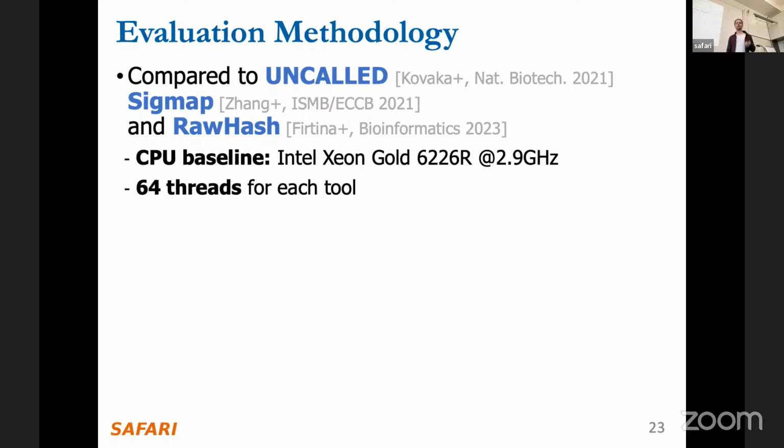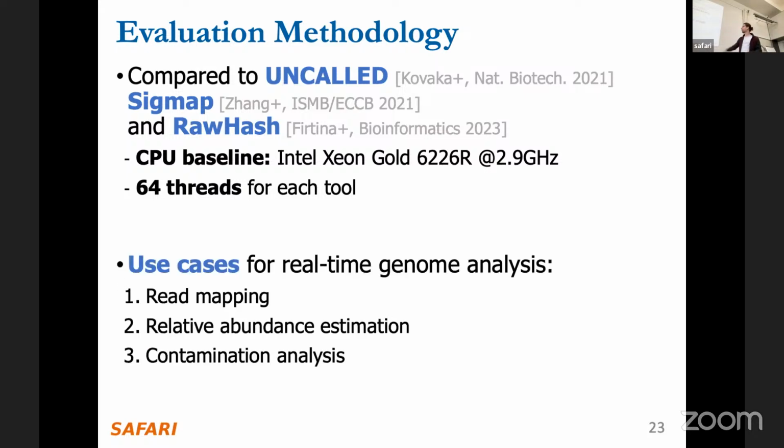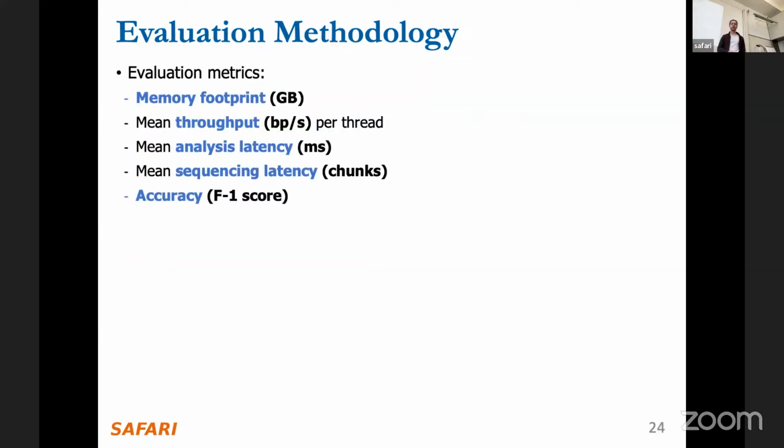So, like in RawHash, we compare to uncalled and SIGMAP. We have slightly different CPU than in RawHash, but I guess those are all details. And of course, we use many threads to evaluate this. Then we have multiple use cases: read mapping, relative abundance estimation, contamination analysis. So those are essentially the same data sets that are also used in RawHash. We have 5 key evaluation metrics. So the memory footprint.